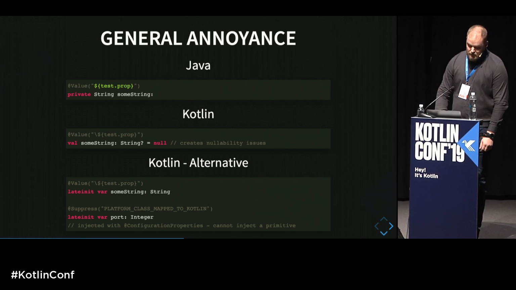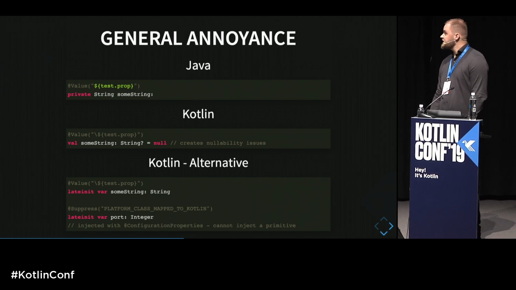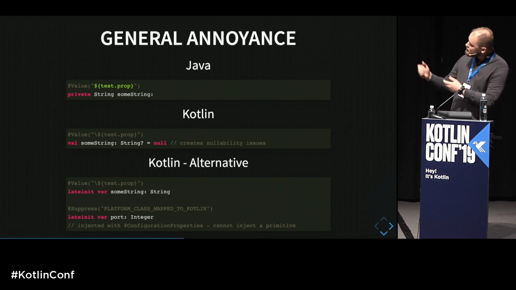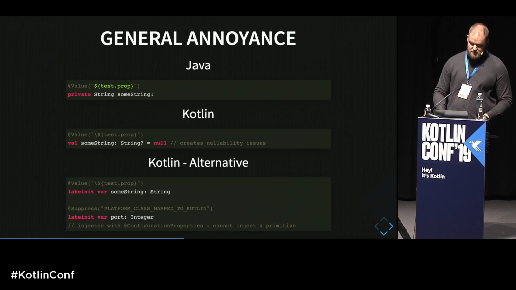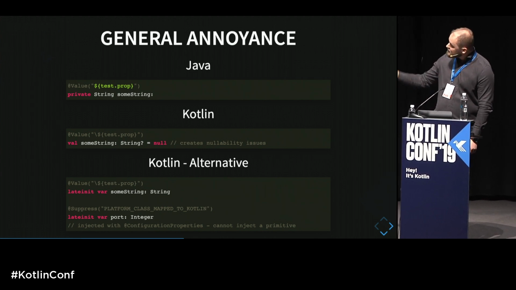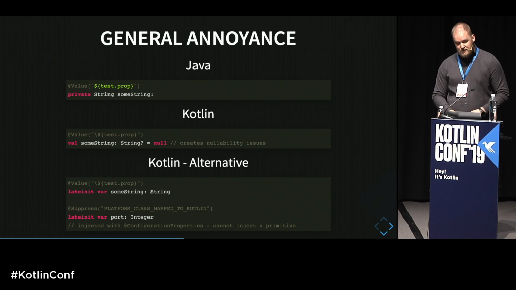And then if you want to inject primitives, you can't inject the Int. So then you must, for example, use the Java class Integer. So that's a couple of annoyances around that. That's specifically with configuration properties.